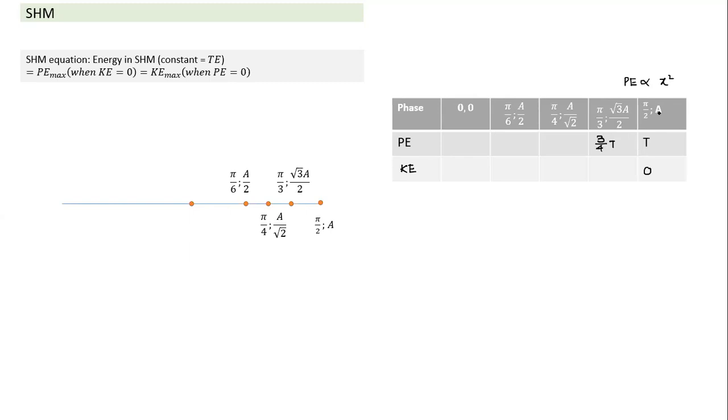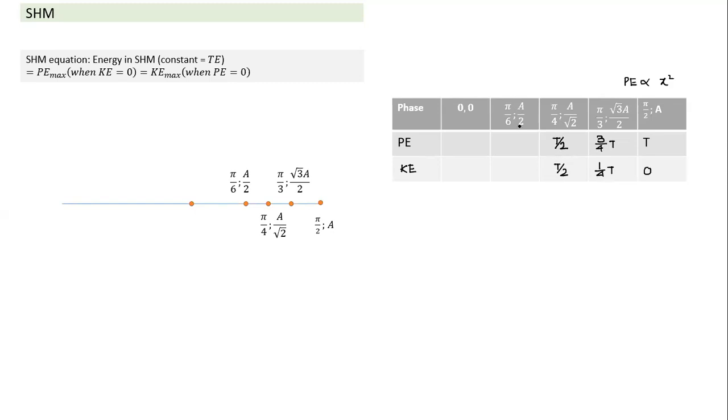So whatever total energy it had at amplitude A, when its position becomes root 3 by 2 A, the potential energy becomes 3/4 of the total energy. If this is 3/4, what is kinetic energy? 1/4. Similarly, when it becomes A by root 2, when I square it, it becomes half. So potential energy is half of the total energy. If this is half, the remaining half is kinetic energy.